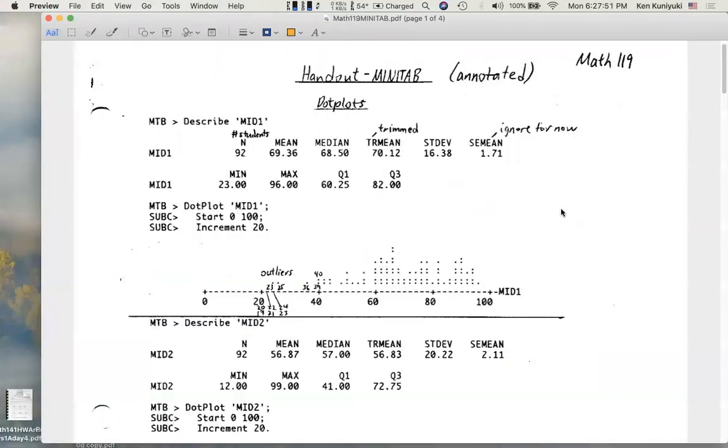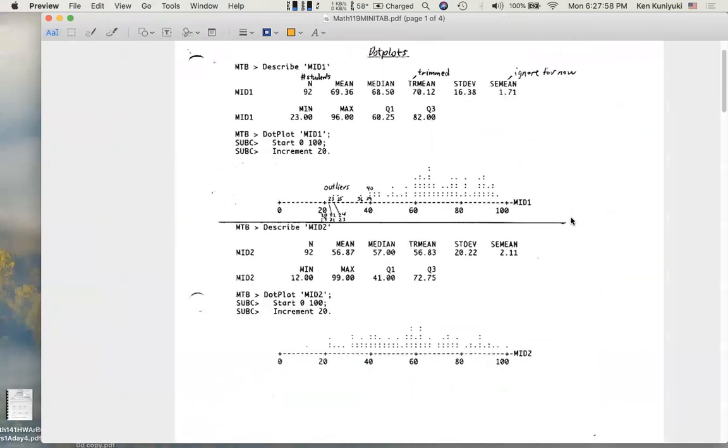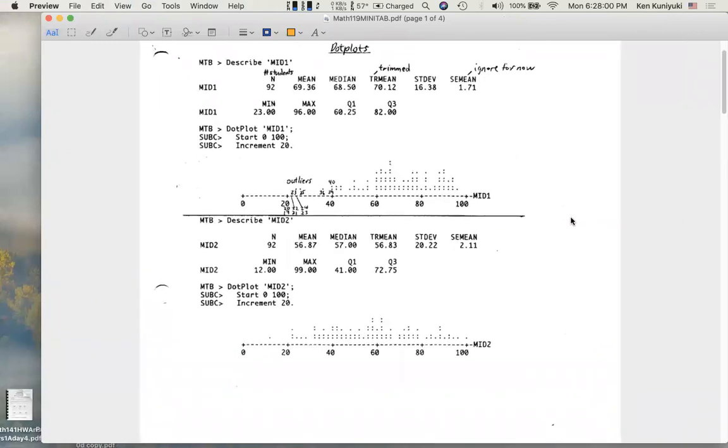Let's take a look at real test data. These are two midterms from a calculus class that I TA'd. First of all, compare the spreads between the two midterms. It looks like the second midterm is more spread out, right? Look here, the standard deviation is 20 points over here, it's 16 points up here, so there's more spread here.